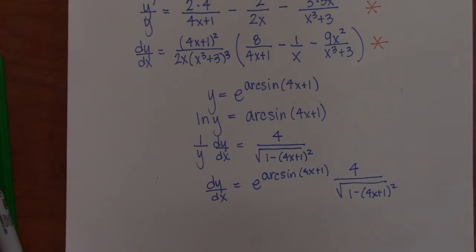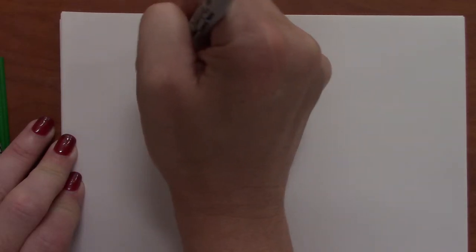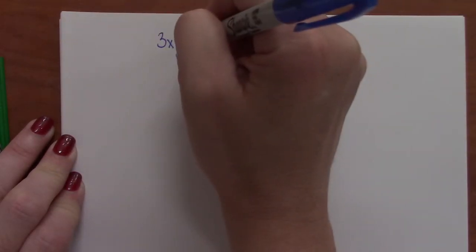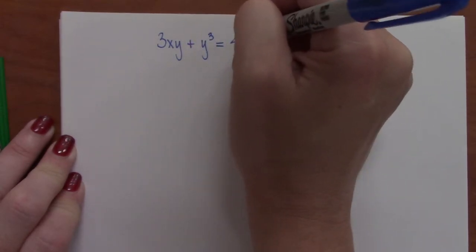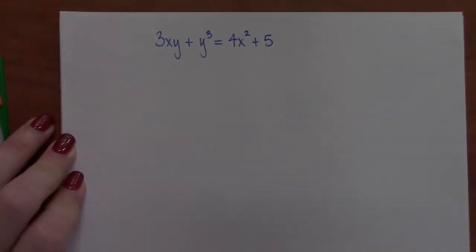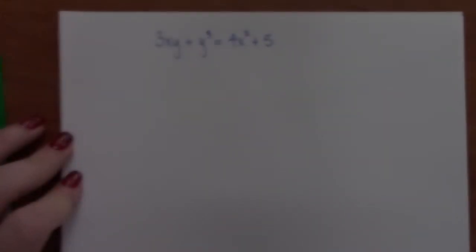The last problem, the implicit one? Yeah. So that was the implicit differentiation problem. I think that was 3xy, was it plus y cubed? Okay. So a lot of people forgot that the derivative of 5 was 0 on this one. That ate them up.